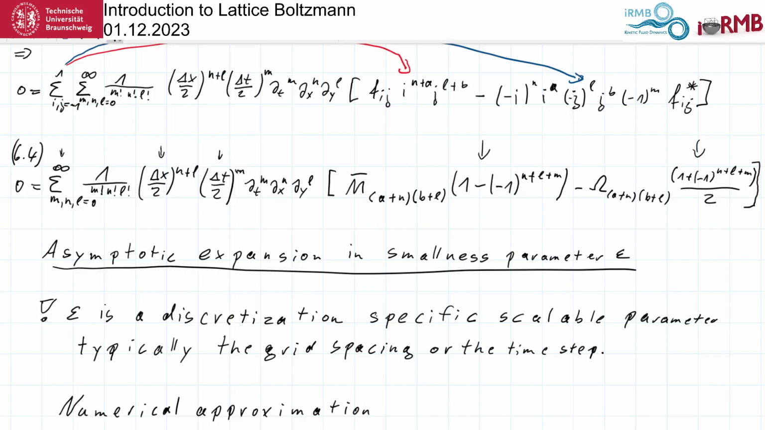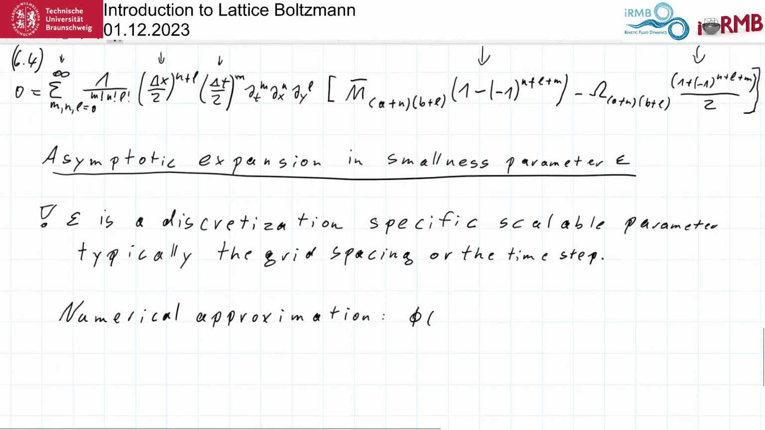So what is a numerical approximation? A numerical approximation is you have a function phi of an independent variable or a set of independent variables x and a smallness parameter epsilon. And this is supposed to be a function f. So this here, this is the approximation. So the phi is the approximation and f is the function being approximated.